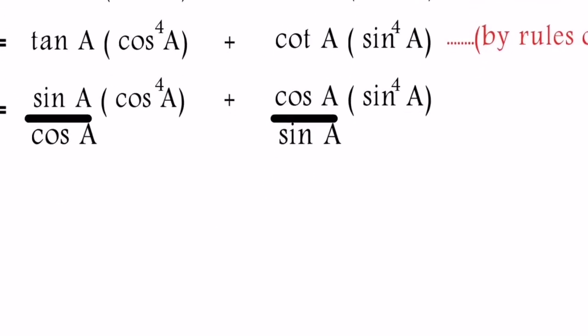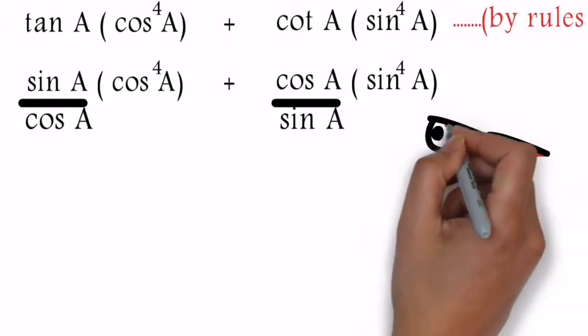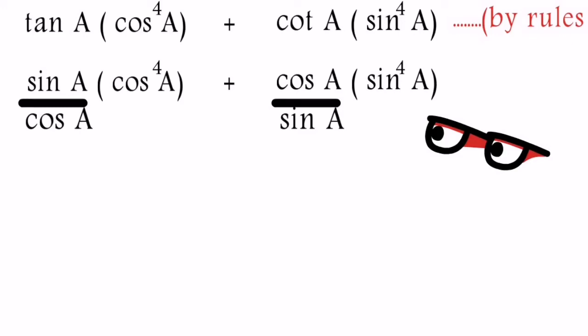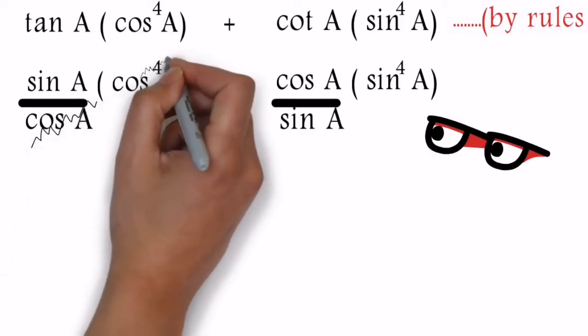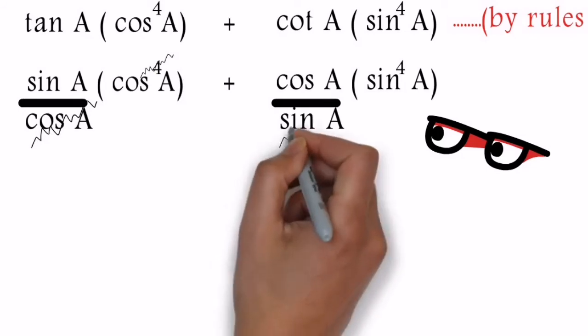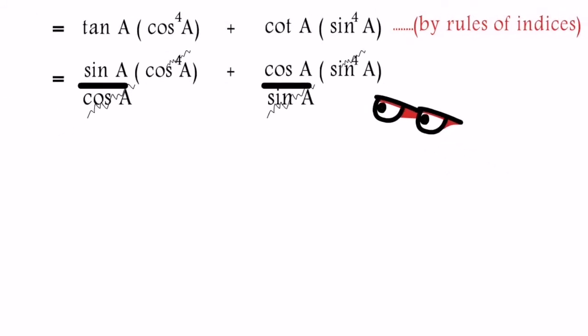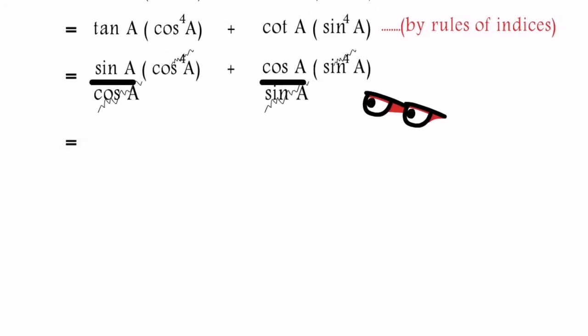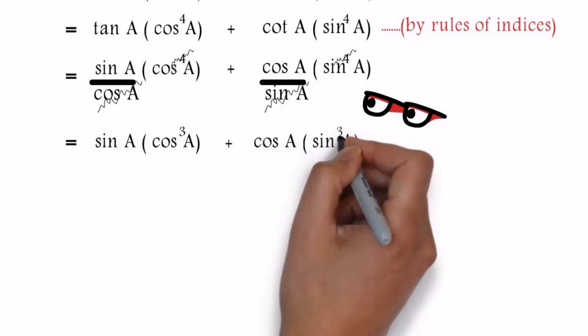And here onwards, if you observe, I can cancel out sine A in the denominator and sine A from the numerator. The same goes with cos A in the denominator and cos A in the numerator, right? Their powers will be reduced by 1, and there we are left with sine A into cos cube A, right, added by cos A into sine cube A, right?